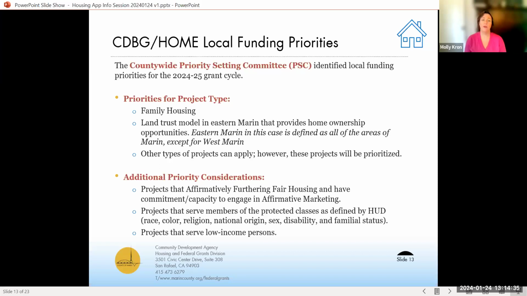We also have a number of additional priority considerations that were identified by the PSC. So projects that affirmatively further fair housing and have a commitment to affirmative marketing are prioritized. Projects that serve members of the protected classes as defined by HUD. This includes race, color, religion, national origin, sex, disability, and familial status. And then projects that serve low-income persons are also a priority.